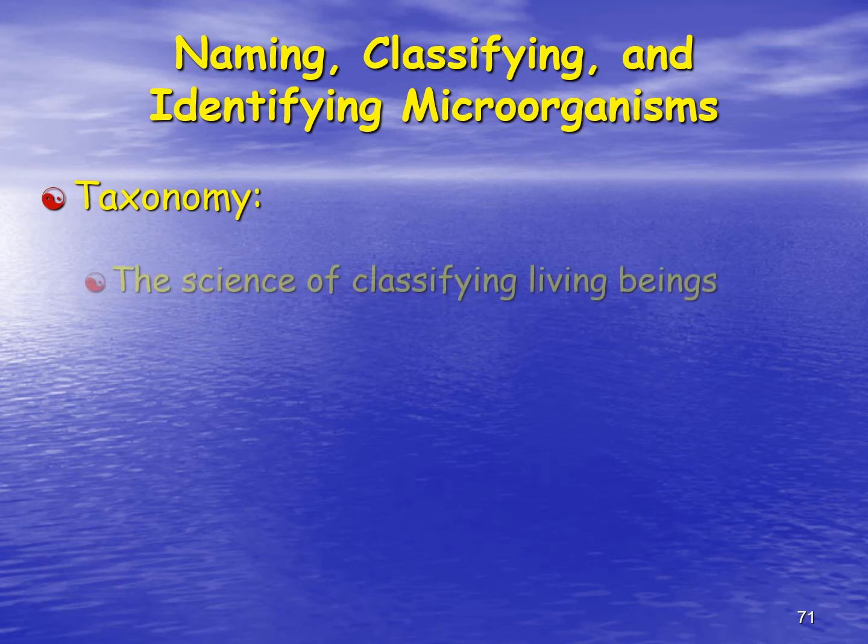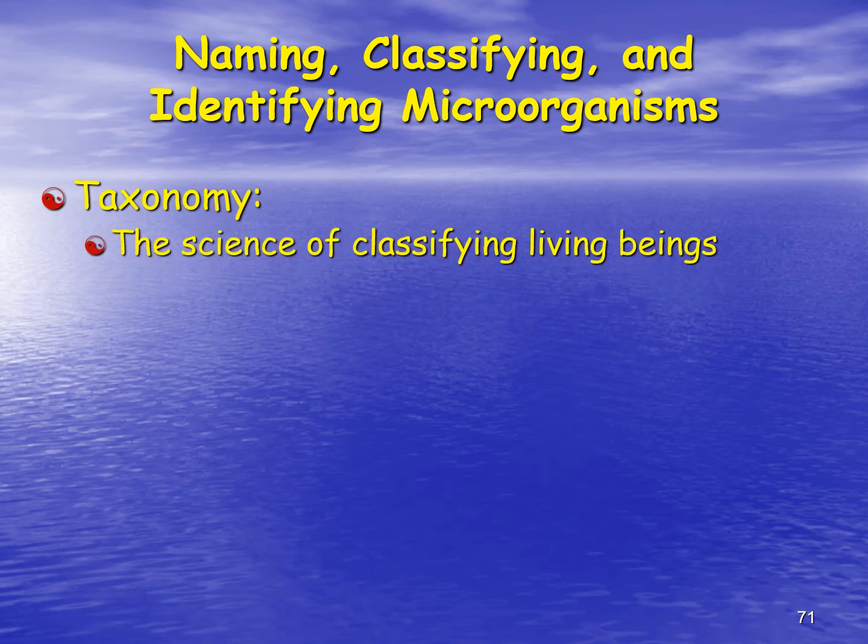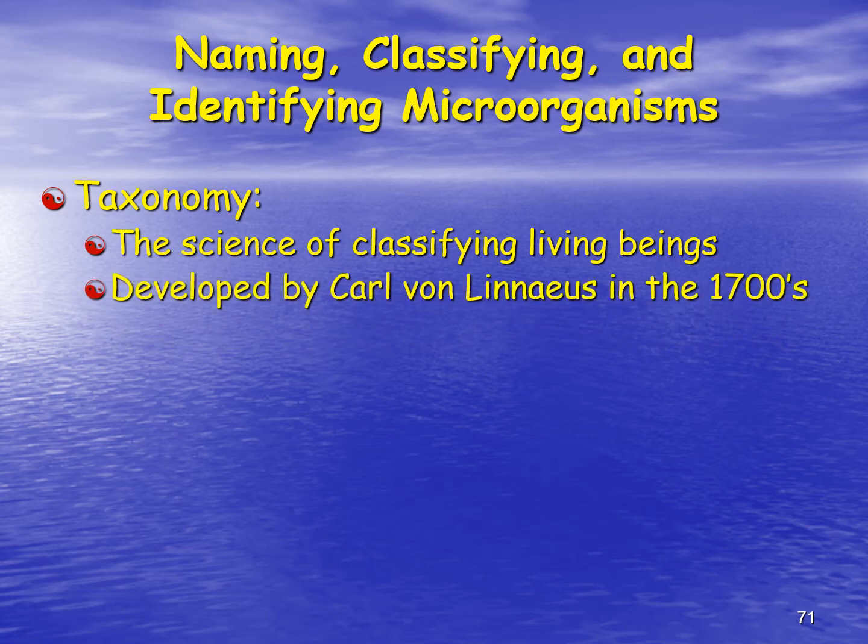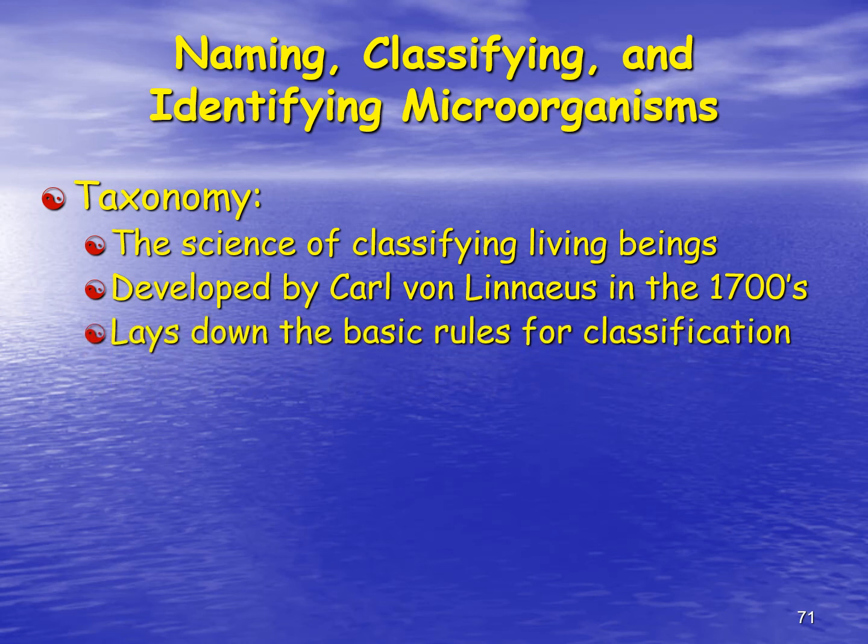So, what is taxonomy? It is the science of classifying living organisms. It was actually first developed by Carl Linnaeus in the 1700s, but has certainly been improved and changed over the intervening years. It lays down the basic rules of classification.